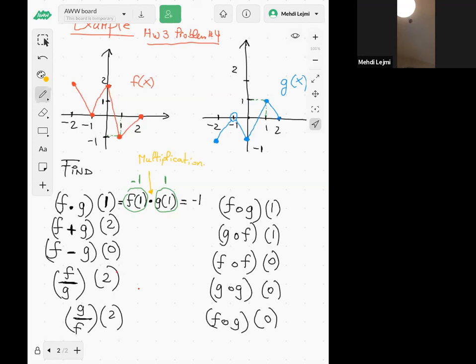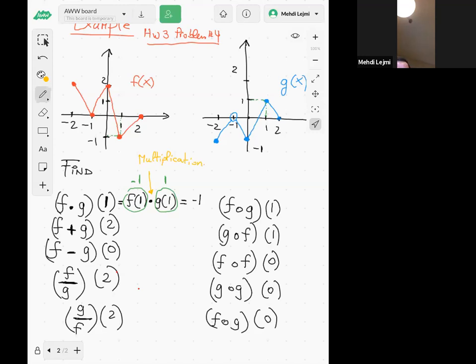Okay. So is there any question, guys? How I got this -1? You find f of 1, you find g of 1, and then you multiply. So I guess that's how it works. If you had a plus, then there'll be -1 plus 1. If you had subtraction, you're gonna subtract. If you have a division, there'll be -1 over +1, right, etc.